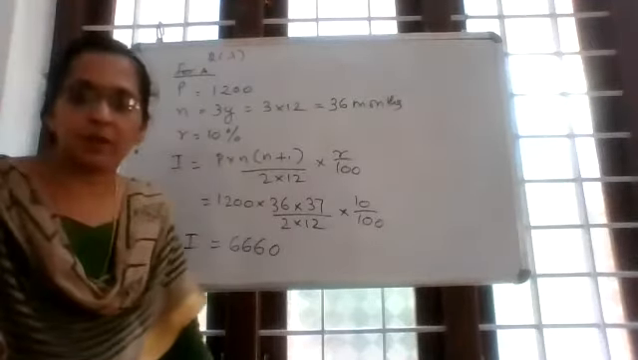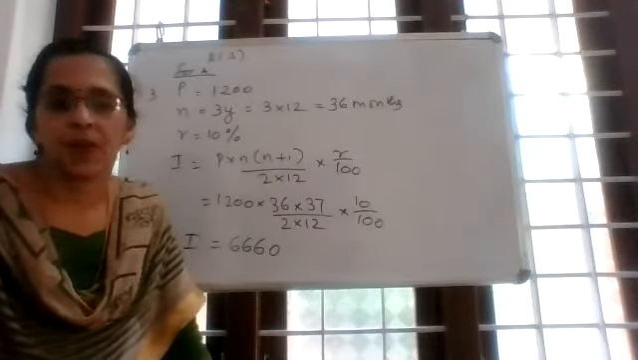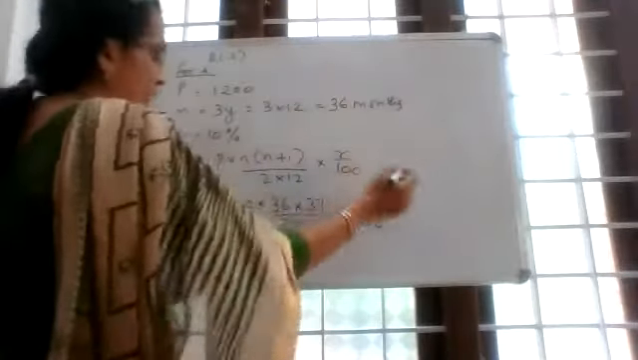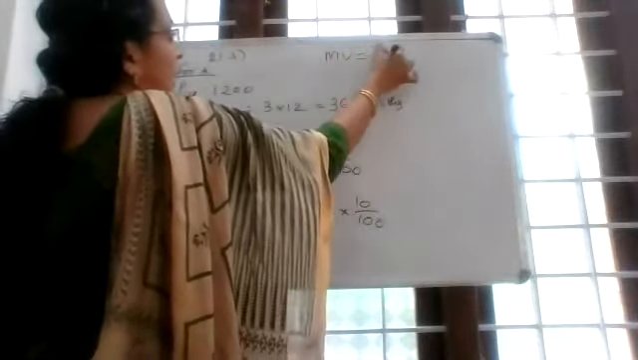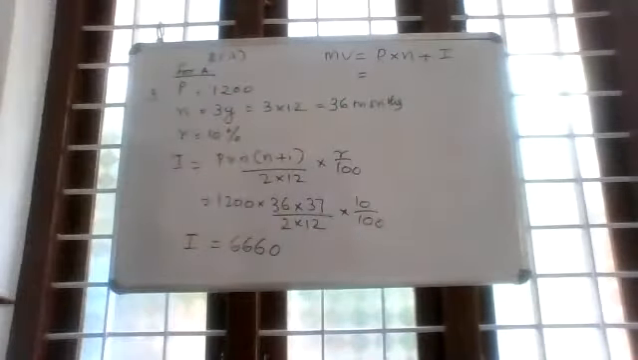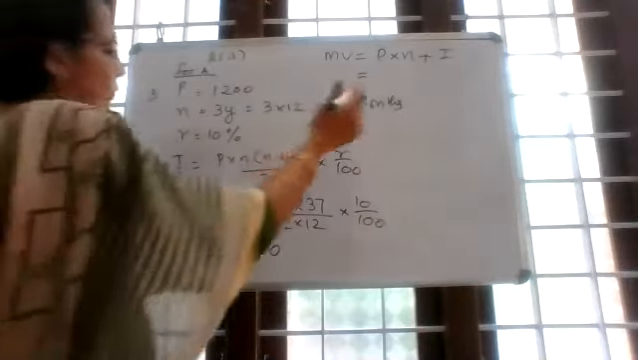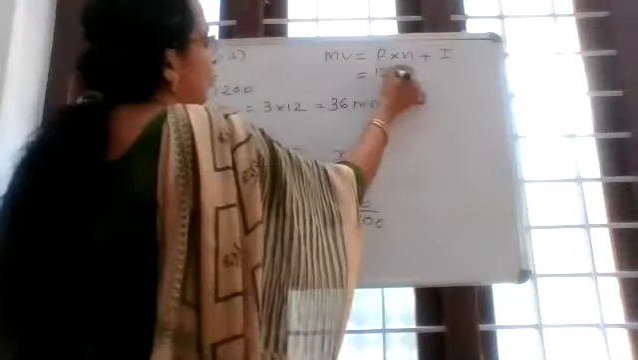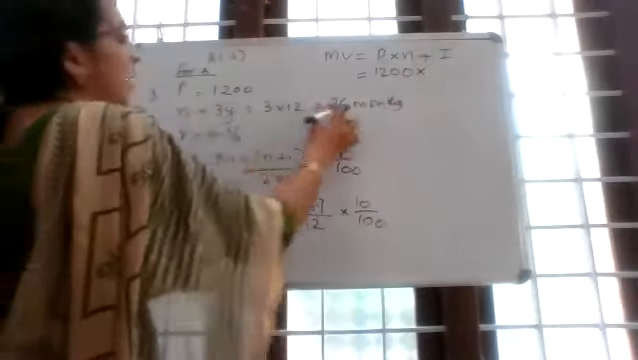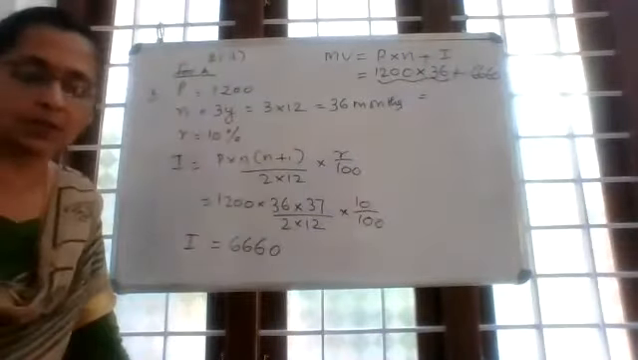Next, we want to find out the maturity value. Maturity value is equal to P into N plus I. P is 1200, N is 36, plus I which is 6660. So find the value of 1200 into 36.